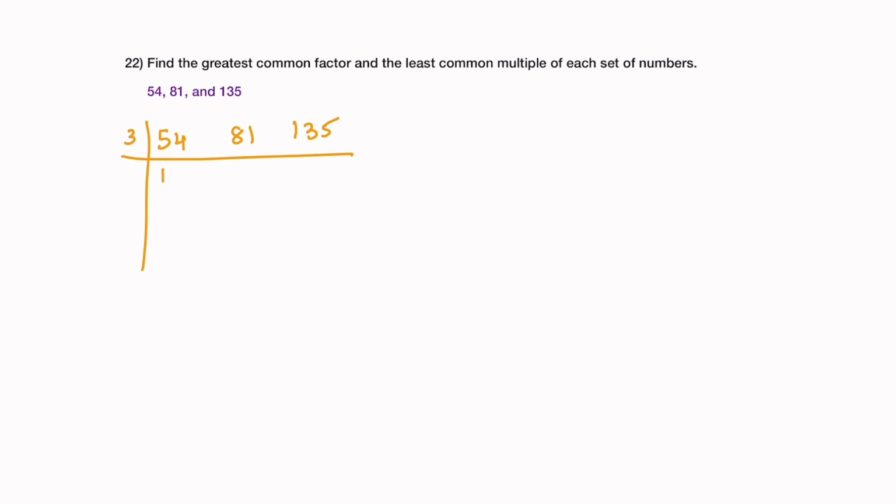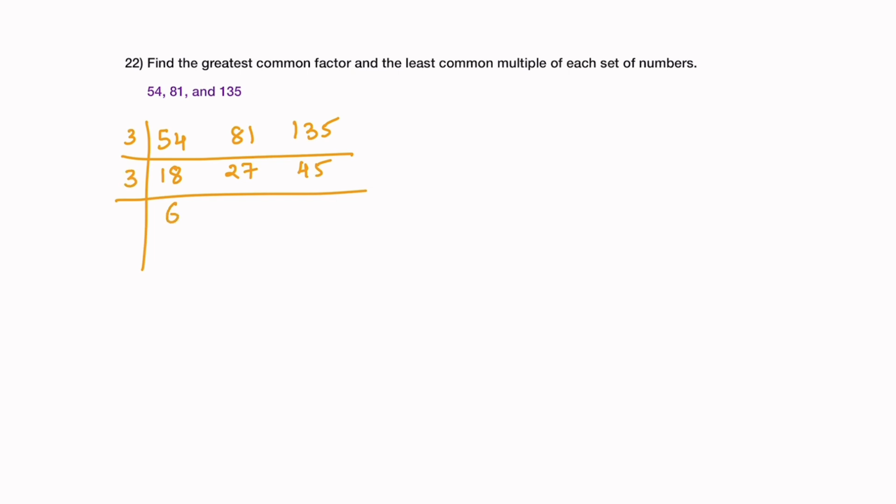54 divided by 3 is 18. Times tables, you can do the rough work and check. 81 divided by 3 is 27. 135 divided by 3 is 45. 1 plus 8, 9, yes. 2 plus 7, 9, yes. 4 plus 5, 9, yes. So all are divisible by 3.